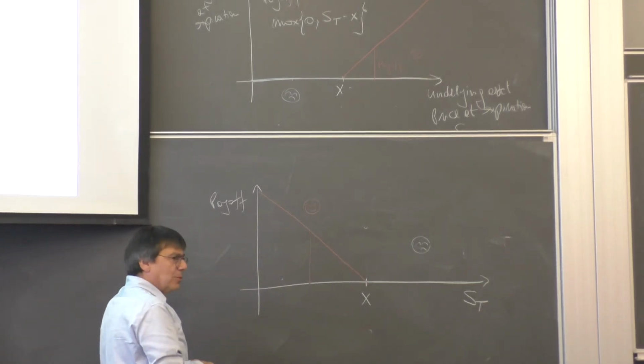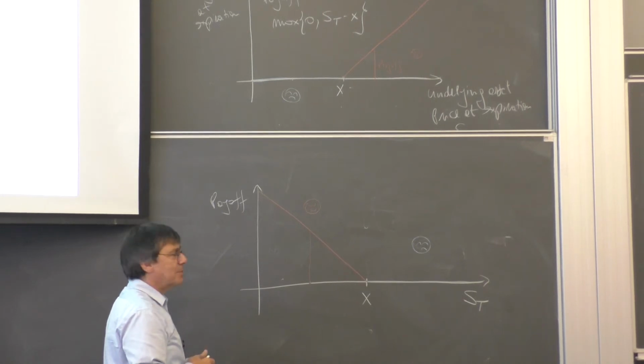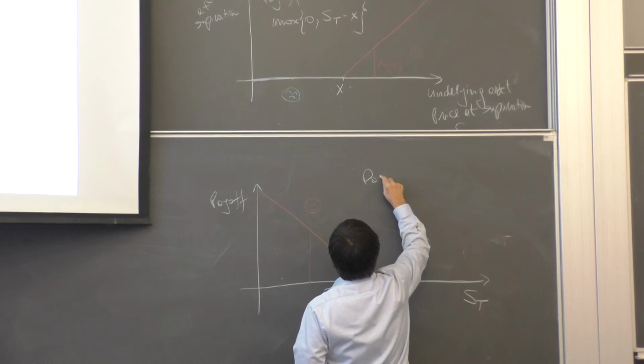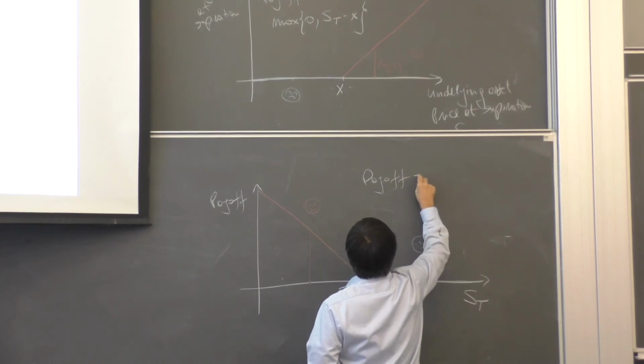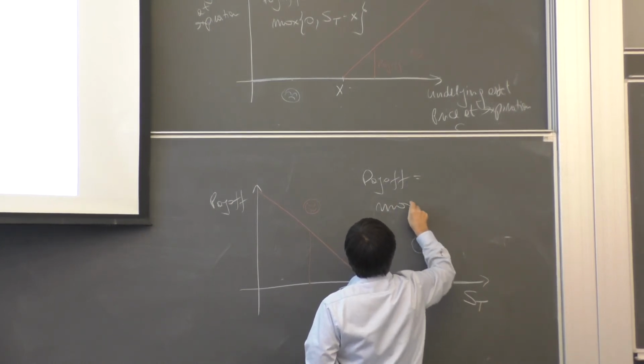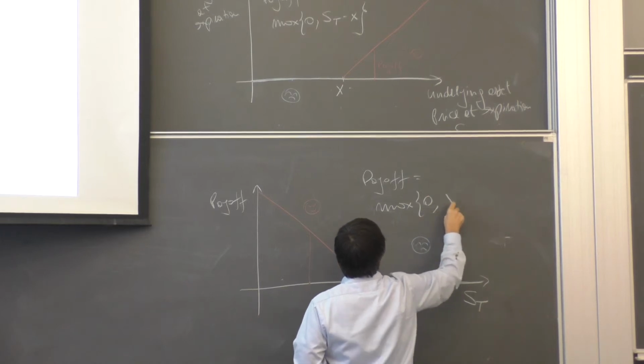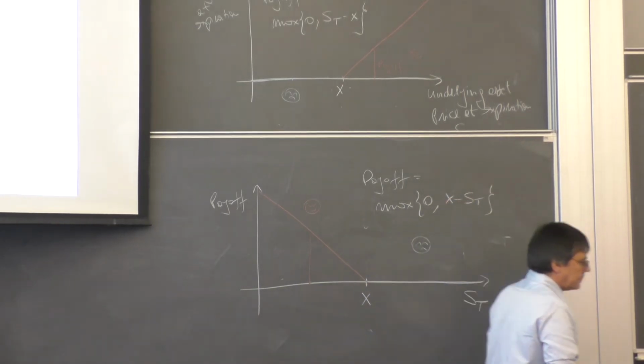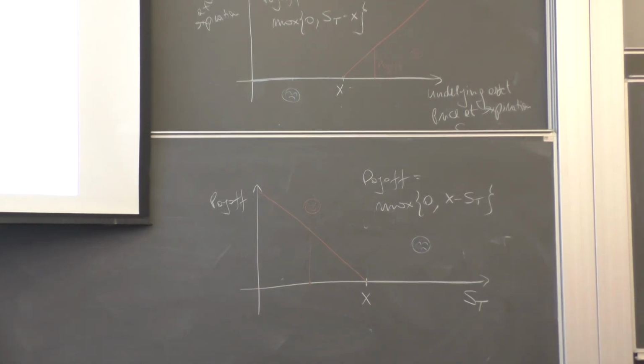And now if I try to write an expression for this payoff function, what is it going to be? So the payoff now is going to be the maximum between 0 and X minus ST. And here's the picture again.